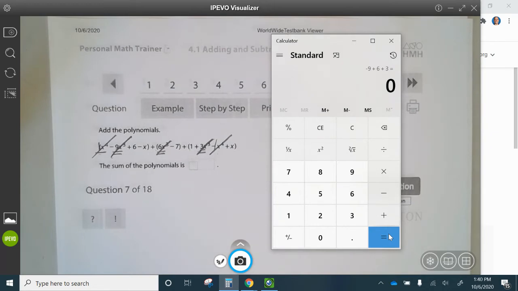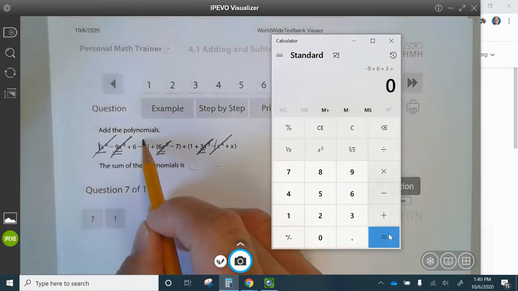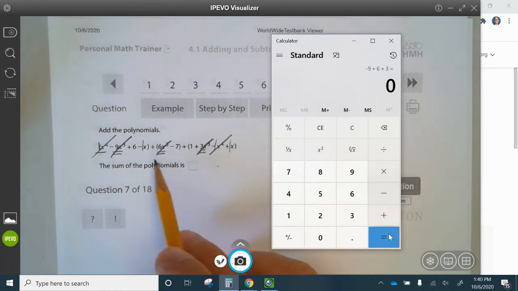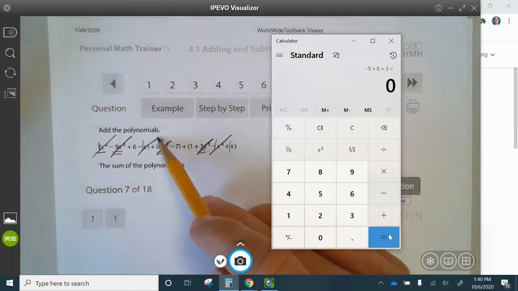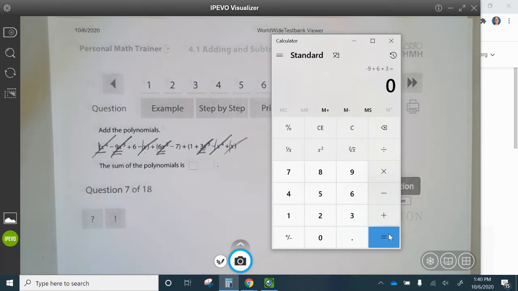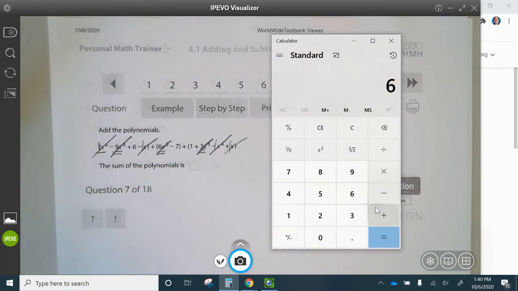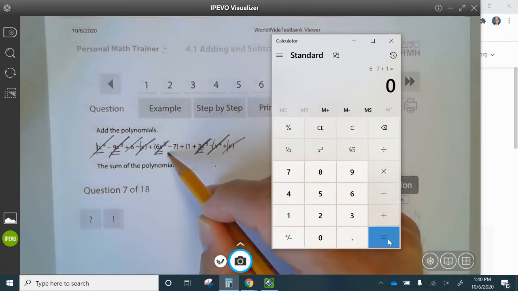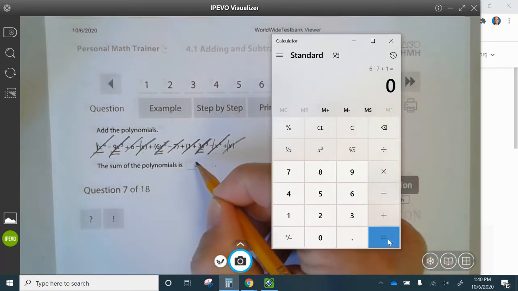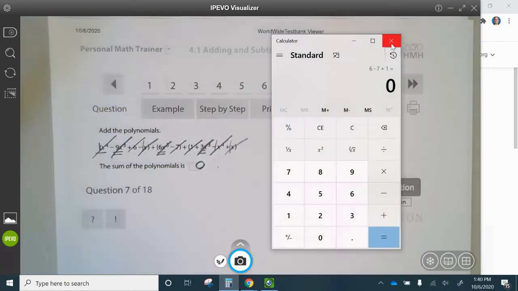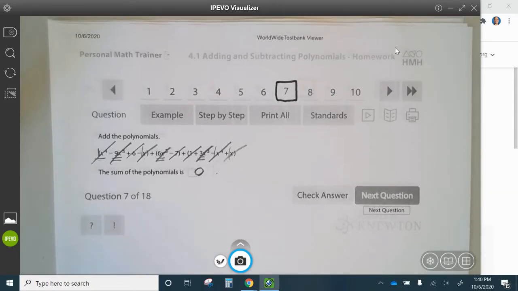Okay, so now let's look at the x's. So we have negative 1x and a positive 1x. Well, negative 1x and 1x cancels. Okay, so now we have 6 minus 7 plus 1. So 6 minus 7 plus 1 is 0. So these cancel each other. So everything cancels out. So the sum of the polynomial is 0. Okay, go ahead and finish up question number 7.